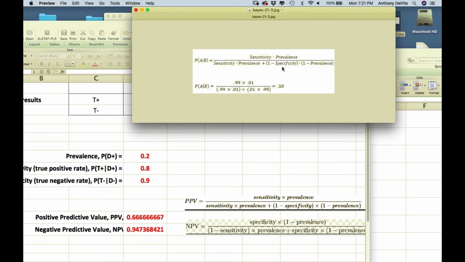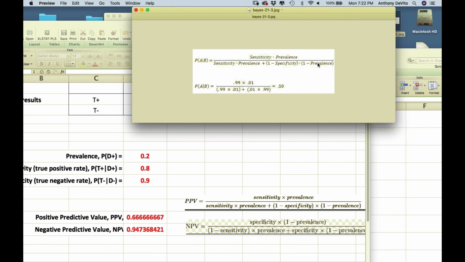Well, how do we get to that? Well, first of all, we have 1 minus the specificity. What was the specificity? It was 90%. 1 minus that is 10%. This is the percentage of time that we get it wrong on the people that are negative. We get it wrong 10% of the time. Times 1 minus the prevalence. So 10% of the time we get it wrong on people that don't have the disease.